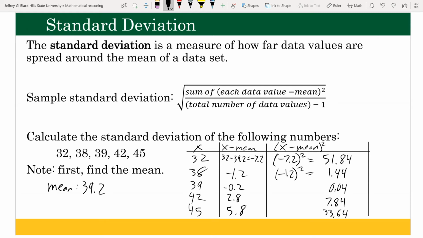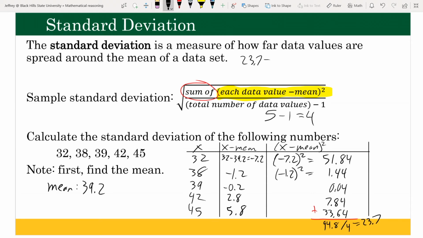So what's the next step? Let's look at what we have here. We basically did this part, where we took each data value minus the mean and then squared it. So what's the next part? The next part says to sum. So we need to add all of those together. The sum in this case ends up being 94.8. Now we can divide this by the total number of data values. So we have 5 data values minus 1 is 4. So we need to divide this by 4. And we get 23.7.